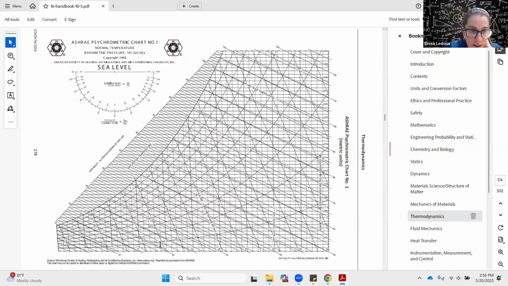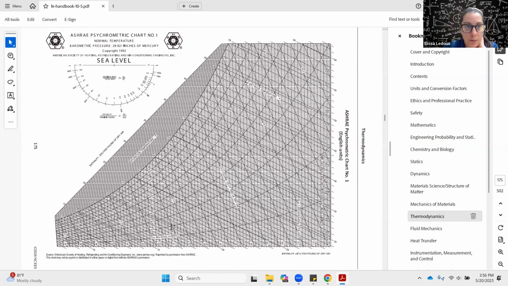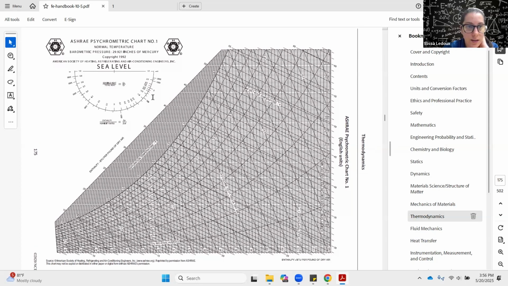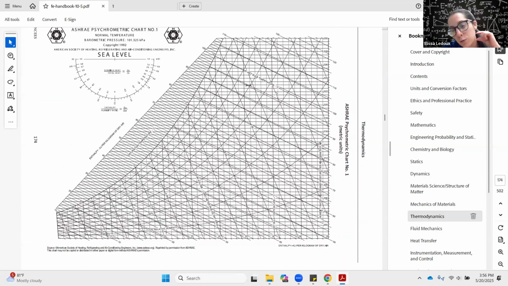So this is basically contrasting the enthalpy with the relative humidity, and you would have to find your specific point on here. So this is the same thing. This is at sea level. Let's see, what was the other one? The other one was also at sea level. Okay, so what is this looking at?